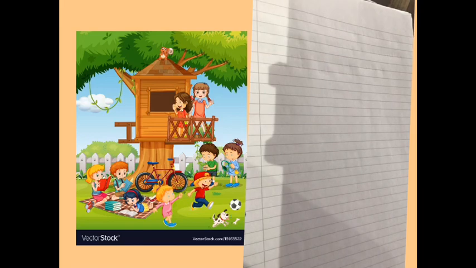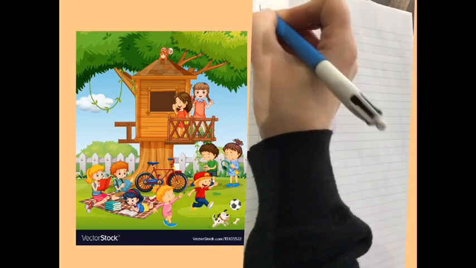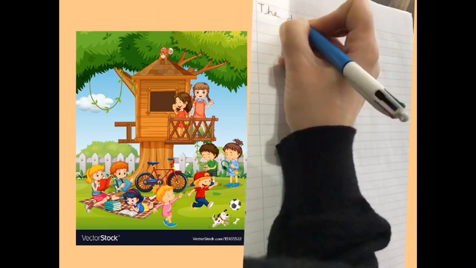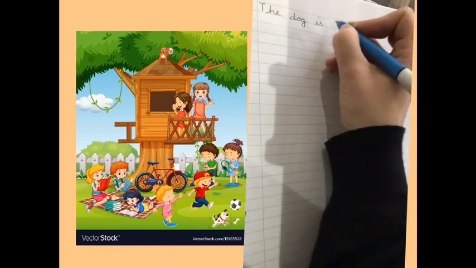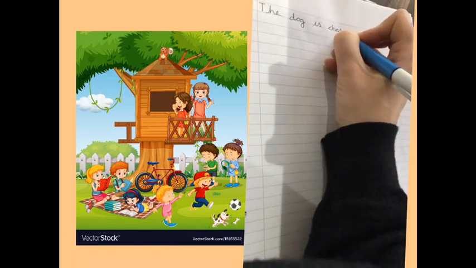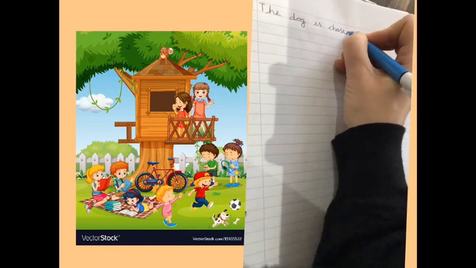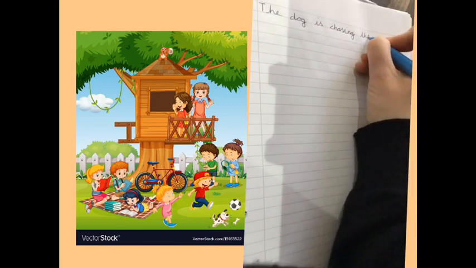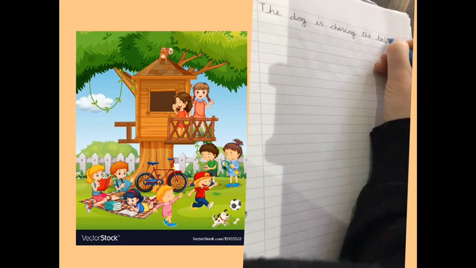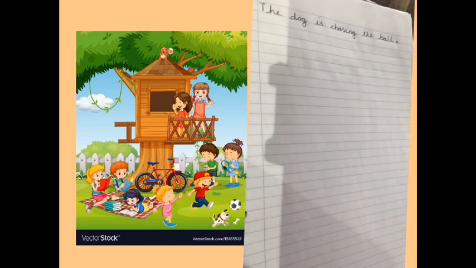Now let's have a look at that second picture of the children in the garden. We could have the dog is chasing. Now chase is another example of a verb that ends in an E. So I'll take that off and then add my ing suffix. Is chasing the ball. And I've remembered my full stop as well.